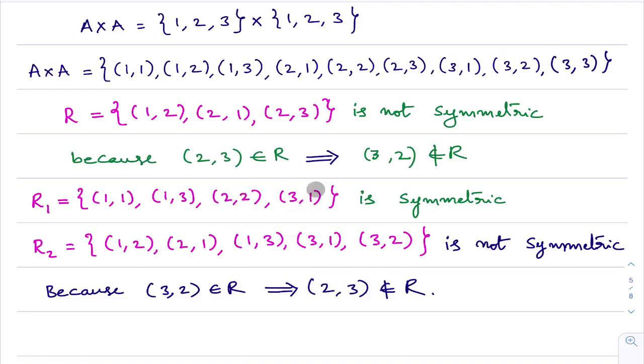Now you take this element 3 comma 1. 1 comma 3 is there in this relation? Yes, 1 comma 3 is there in this relation. That means what happened here? For every ordered pair A comma B in the given relation, B comma A is present in that relation. So this relation is symmetric relation.